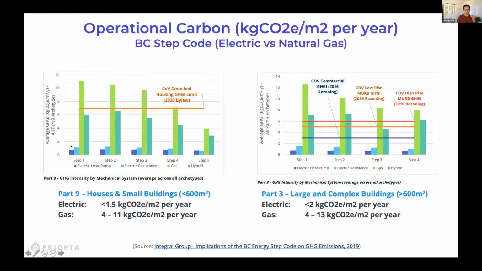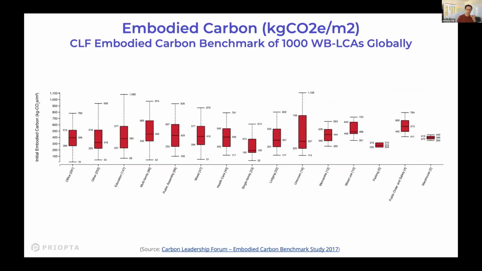You can see this is the operational carbon emissions, expressed in kilograms of CO2 per meter squared of floor area per year. Depending on the step code, as you get higher in the steps, that's higher energy performance. We already have very low operational carbon emissions. If you're going into electric buildings, they're under 2 kilograms of CO2 per meter squared per year. And even natural gas buildings are, let's say 15, maybe 20 kilograms of CO2 per meter squared per year. Now, this is the range for embodied carbon.